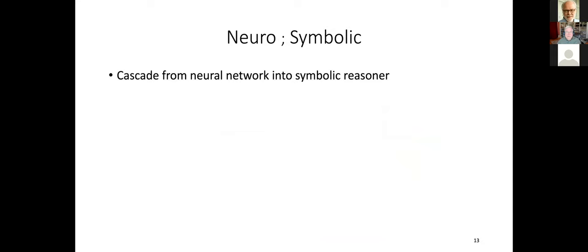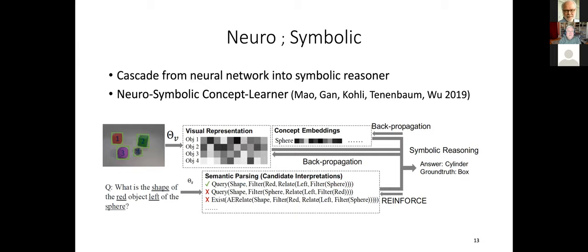Okay, so another approach I'd call neuro semicolon symbolic, which is a cascade from a neural network into a symbolic reasoner. So this is some recent work out of Josh Tenenbaum's group at MIT. And the idea here is you have visual representations that are coming in. So these are again bitmaps that are going to need to be interpreted. And from the bits, you get to things like concept embeddings, like a sphere or a block or the color green, right? Which are, again, all these vector type concepts.